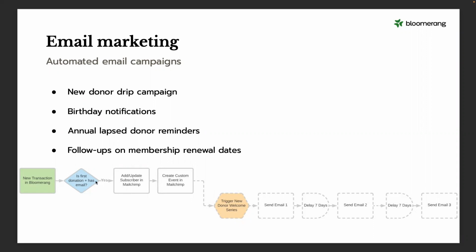So you can see in this illustration here, we're showing how a Zapier automation that's triggering on a new transaction in Bloomerang not only adds or updates our subscriber in MailChimp, but creates what's called a custom event that then triggers a 3-email series for new donors. So a great way to do automations in order to support your communications and really welcoming those new donors into the fold of your organization.